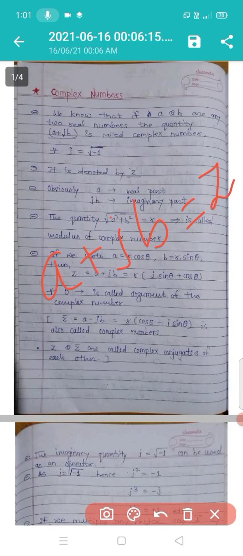It is denoted by the letter Z. Here A and B are any two real numbers. The quantity A plus jB is called a complex number, where the value of j is the square root of -1. Obviously, A is the real part and jB is the imaginary part. Understood?